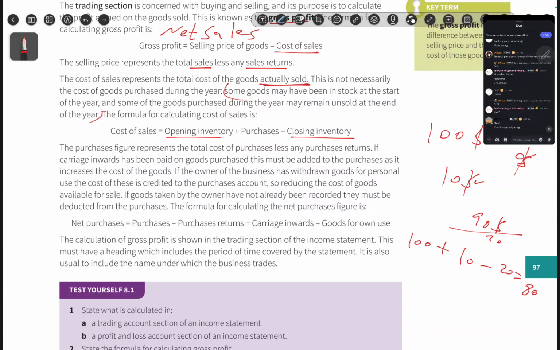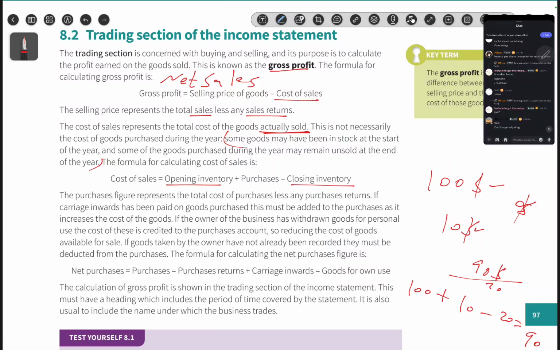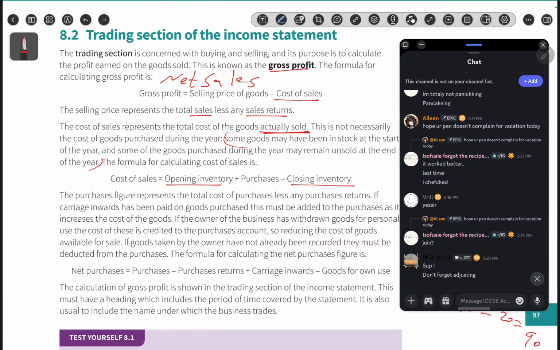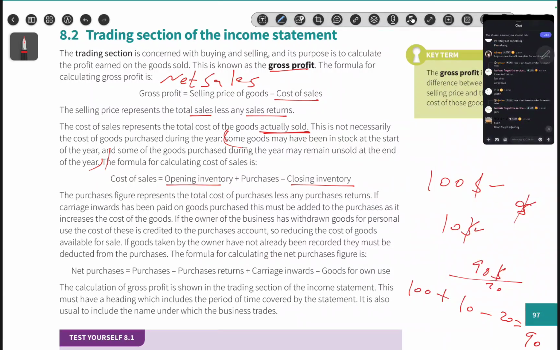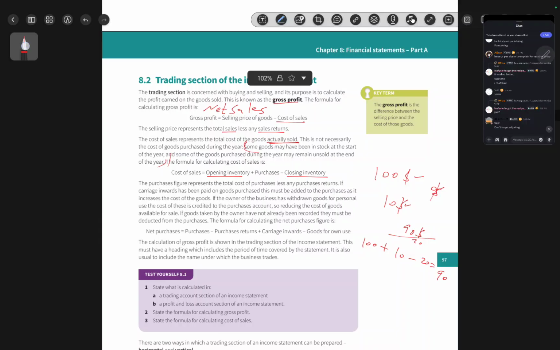110 minus 20. Oh no, it's 90. What's going on? So you see, you get the total amount of goods you sold, right? Yeah, pretty much simple. And that's why we do opening inventory minus closing inventory. But this explanation is good enough. I was probably confusing you guys here, I guess.